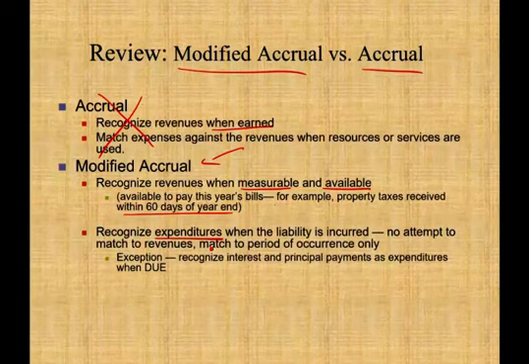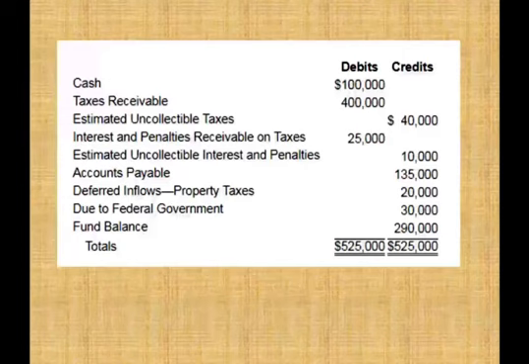No attempt to match to the revenue, match to the period of occurrence only. So this is what the expenditure is. There's one exception: recognize interest and principal payment as the expenditure when due. Once again, I have a whole session about expenditure, a whole session about modified accrual. By all means, you can go back and review them in detail. But in this session, I'm just going to go through a comprehensive example, which is going to be very beneficial if you really want to understand how the general fund works.